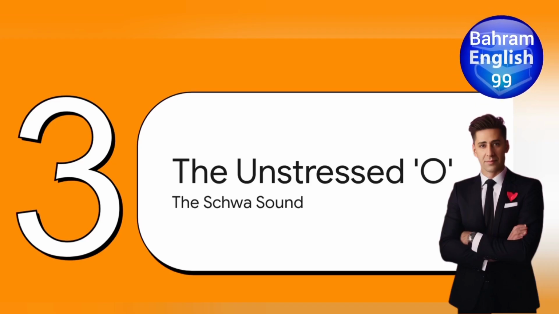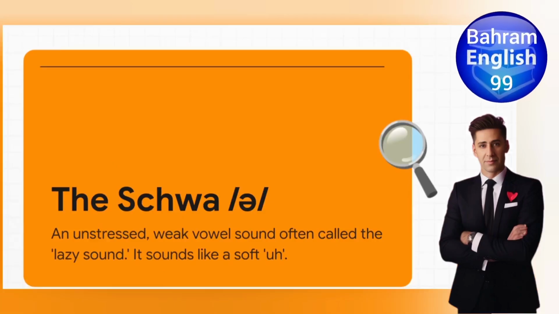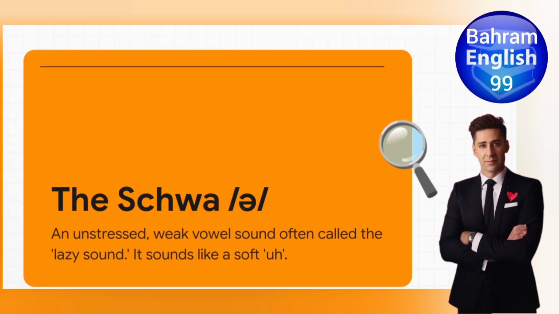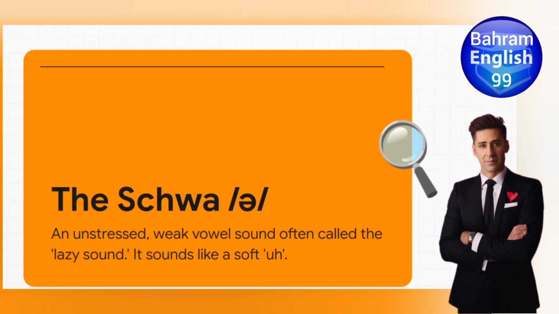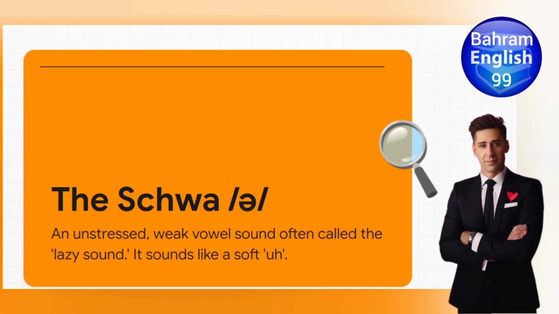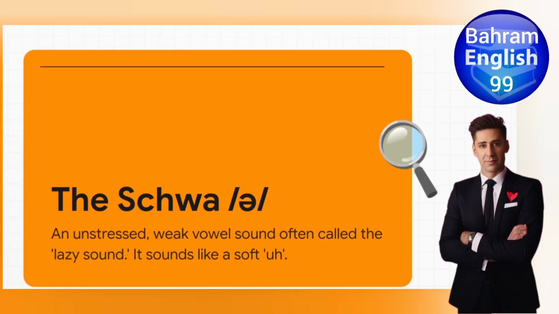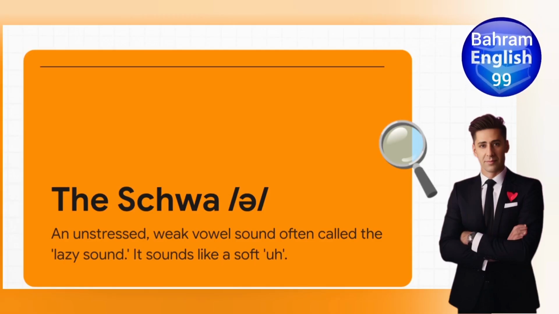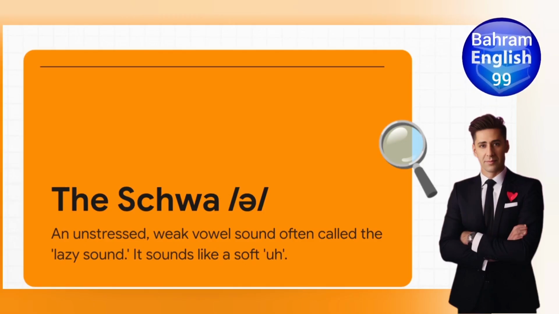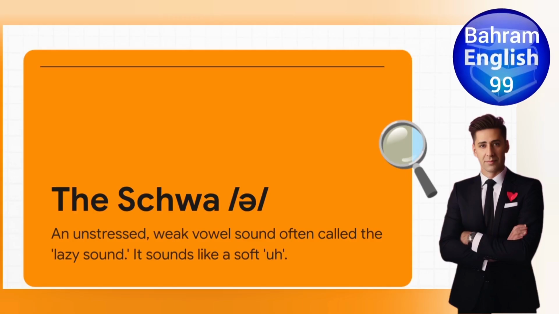And this tip is a game changer. Let me introduce you to the schwa. Its symbol looks like an upside-down E, and it is the ultimate lazy sound. See, English is a stress-timed language. That means we naturally rush through the unimportant, unstressed syllables to keep a certain rhythm. And when we do that, vowels get weak and reduced to this neutral sound.